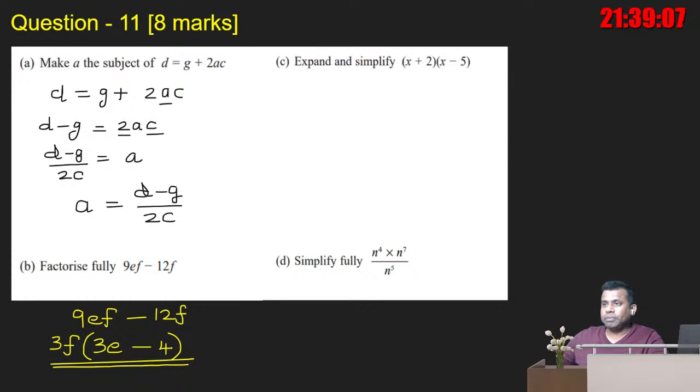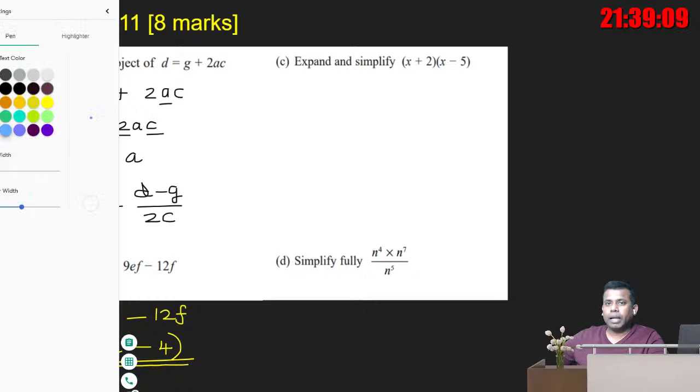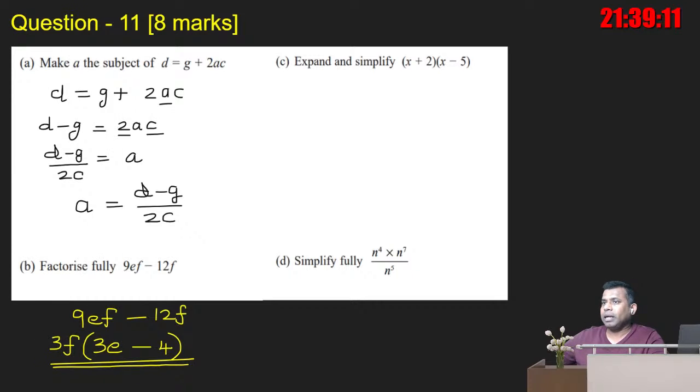So the next question, let me do the C part now. Expanding brackets. So when you are expanding, we use a method called FOIL.